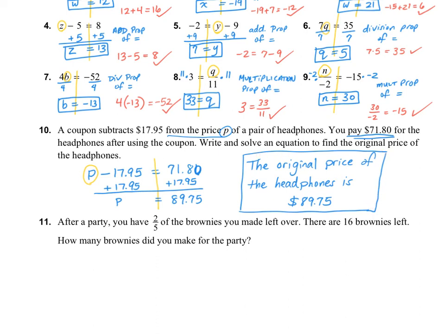Anytime you are given a word problem, I would like you to answer in a complete sentence, please. Okay, last problem. After a party, you have 2/5 of the brownies that you made left over. There are 16 brownies left. How many brownies did you make for the party?